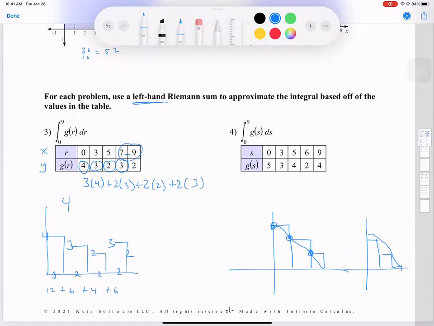In these cases, there is no function given, so we can't actually take the integral, because we're just given some key points along the way. We're not actually given the actual function. That's why it's, again, an approximation of what the graph would have looked like.